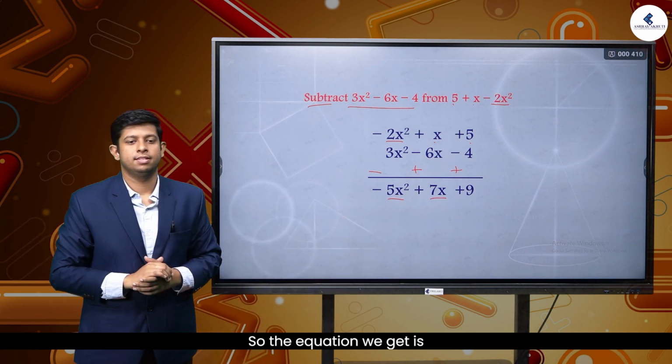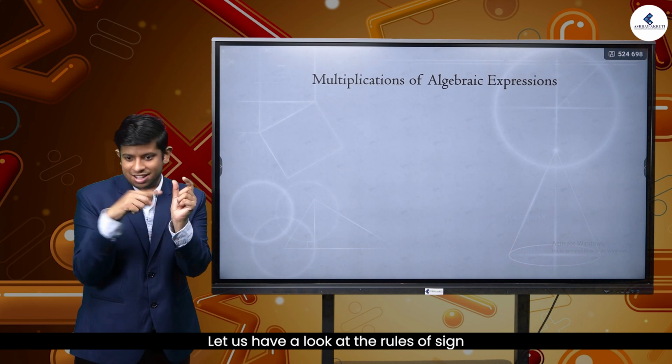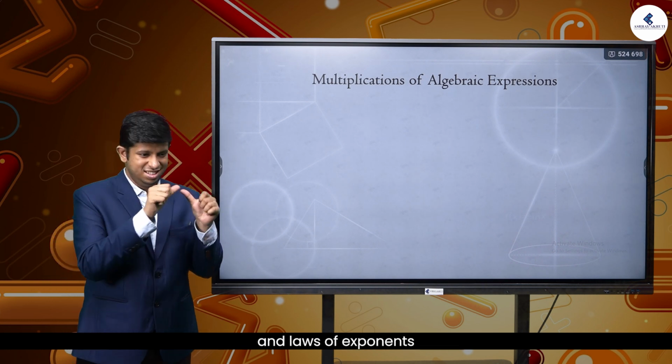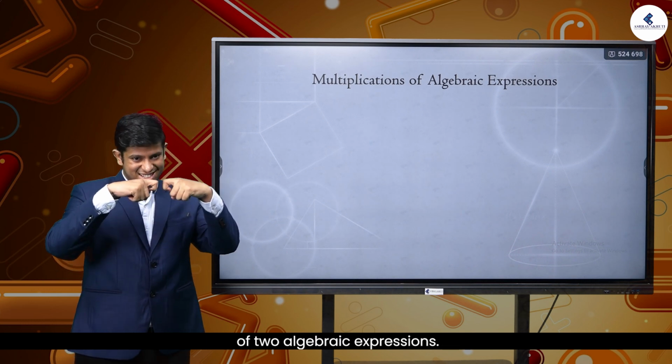So the expression we get is minus 5x square plus 7x plus 9. Multiplication of algebraic expressions. Let us have a look at the rules of sign and laws of exponents, which will be useful for the multiplication of two algebraic expressions.